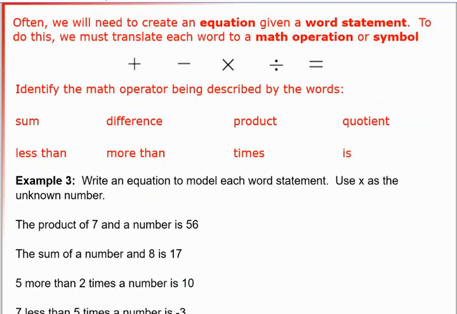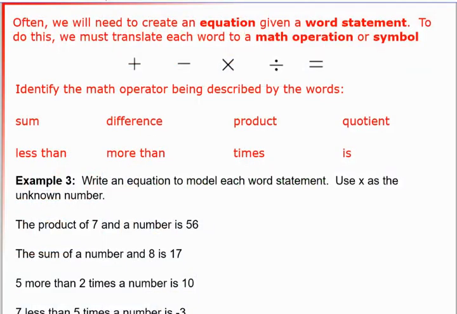Sometimes we have to build our own equations, and that can be tough because language is tricky. Anyways, we'll try and take a crack at it here. Often we will need to create our own equation from a word statement. To do this, you must be able to translate some of the terms.